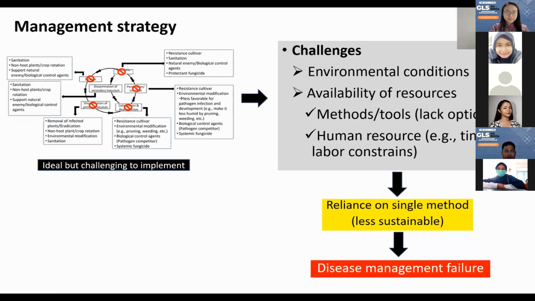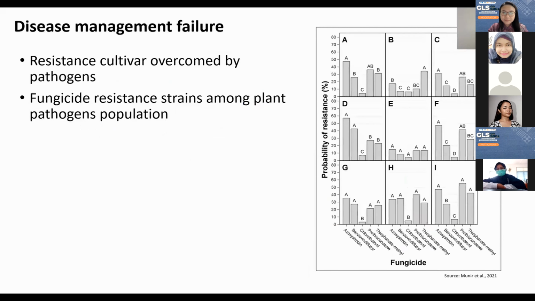So what happens then if we face the challenges, we face the obstacles? What very often happens is that we use and rely on very few approaches that are available. Sometimes growers even use a single approach, a single method. And of course, that's not going to be effective, and that's less sustainable, right? And that can lead to failure of disease management. Okay. Now, these are some examples of disease management failure.